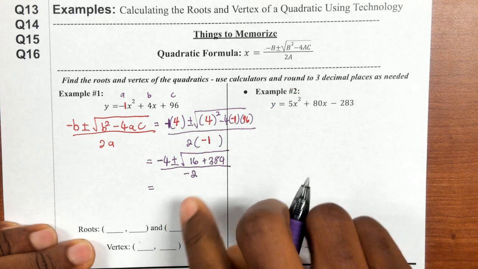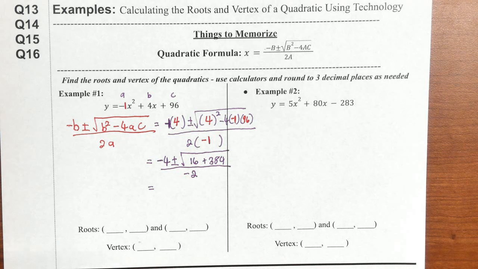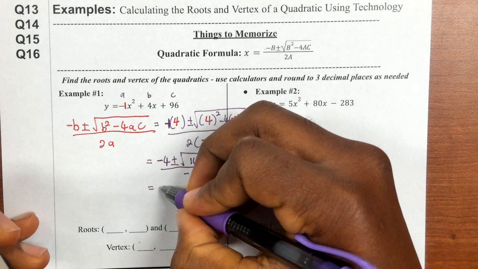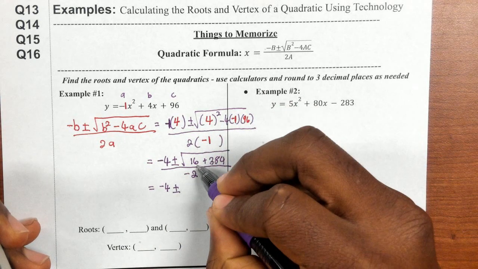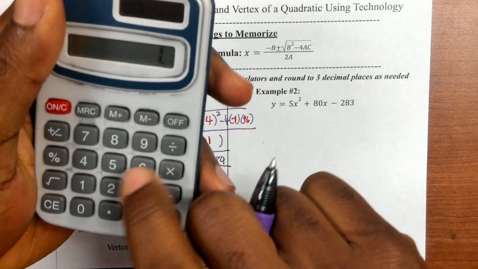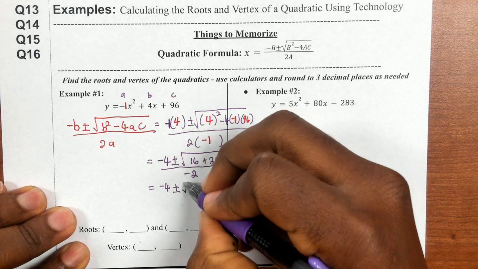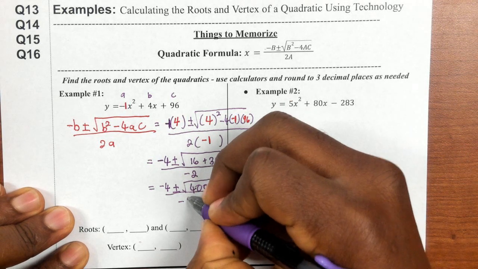You can plug all this in your calculator and it will give you a result. I'm going to take the longer route, however. The negative 4 I'm going to bring down, plus or minus 16 plus 384. Plus 16 gives me 400. So I'd have the square root of 400 over negative 2.